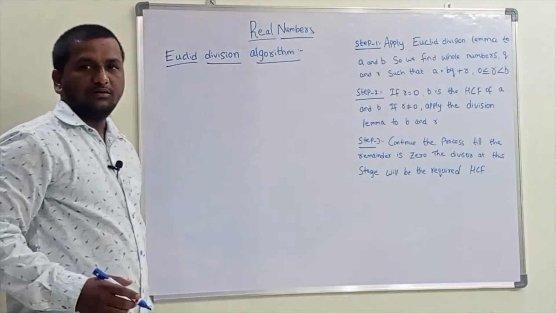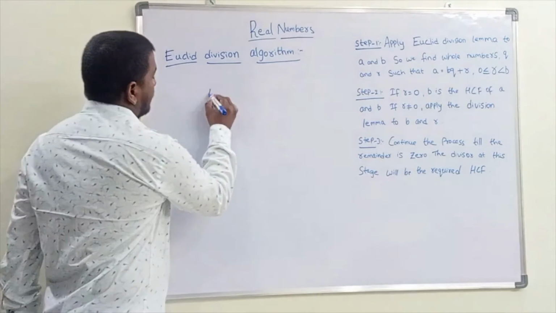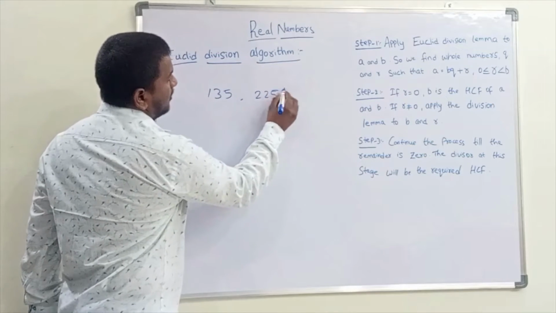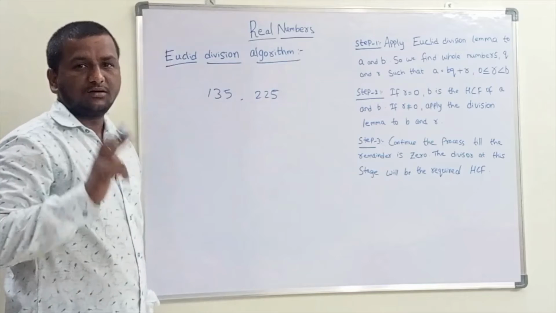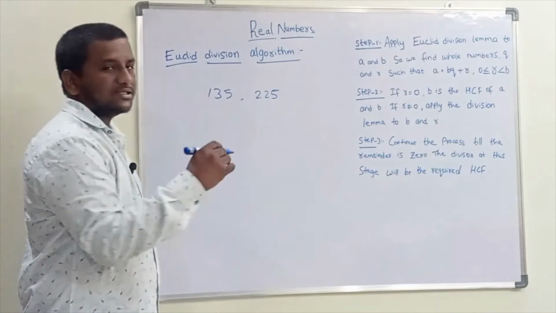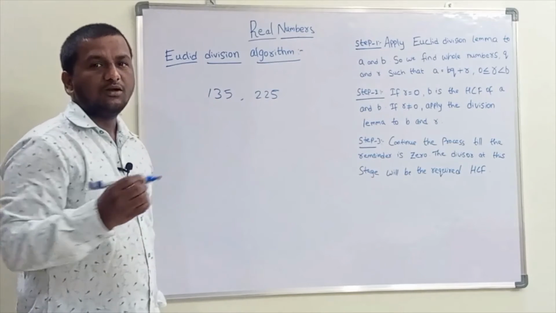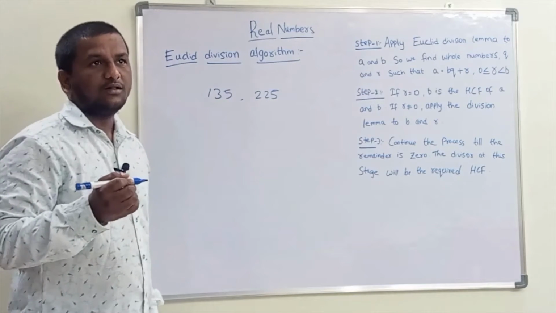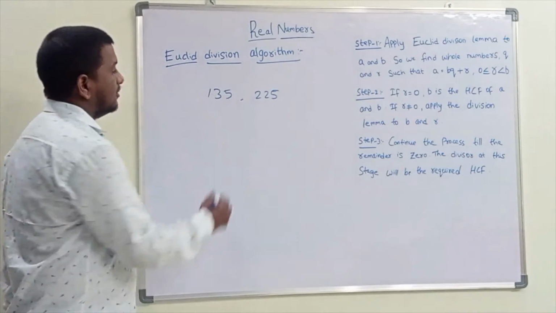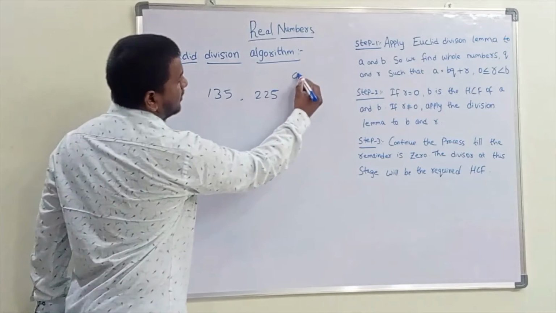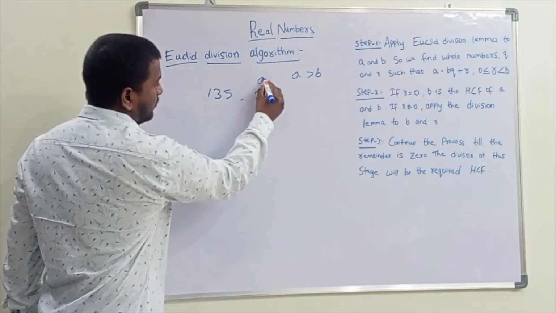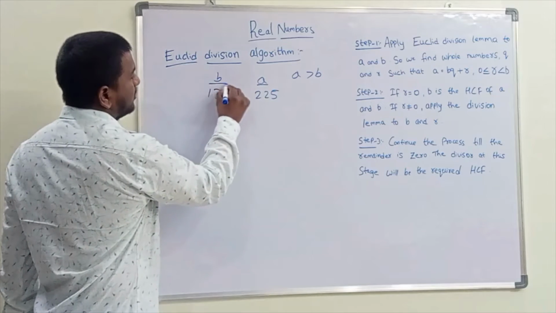Let's say two numbers are given, 135 and 225. The main goal of Euclid's division algorithm is to compute the HCF, the highest common factor. In the next lesson we will see with a few examples what HCF means, and the beauty of HCF, with practical examples also. For now let's stick to one example. As I already told, a should be greater than b. So this is going to be a, and this is going to be b.